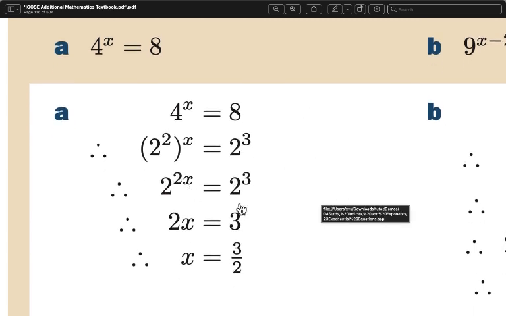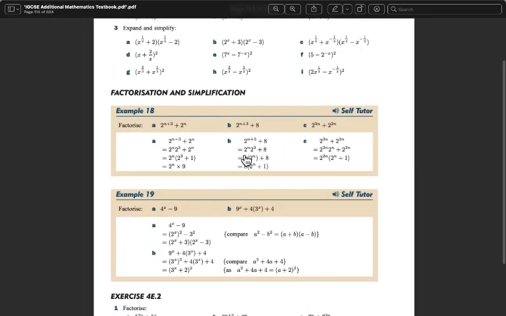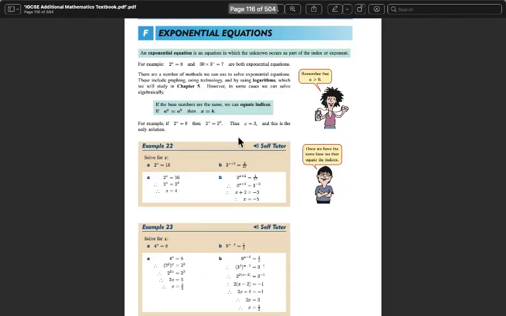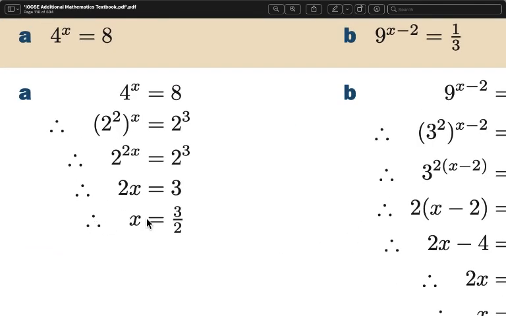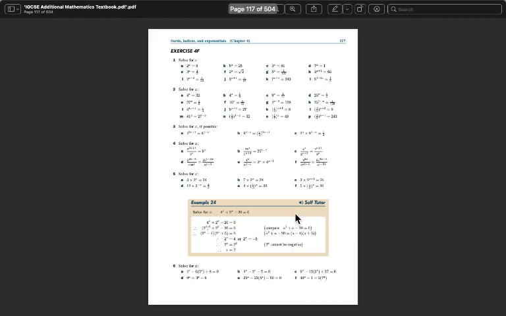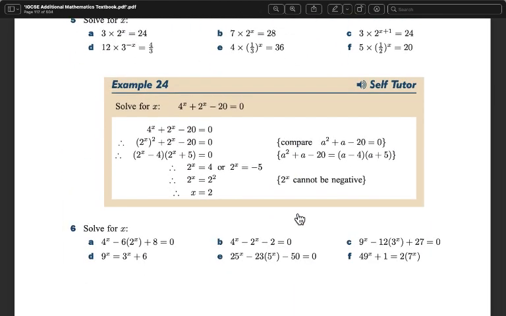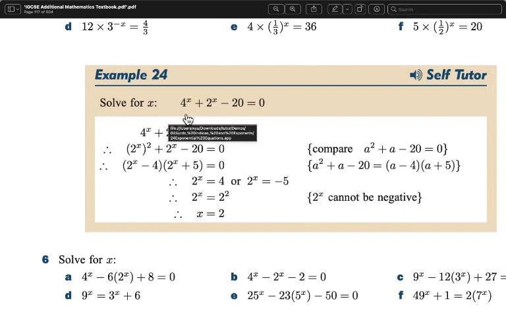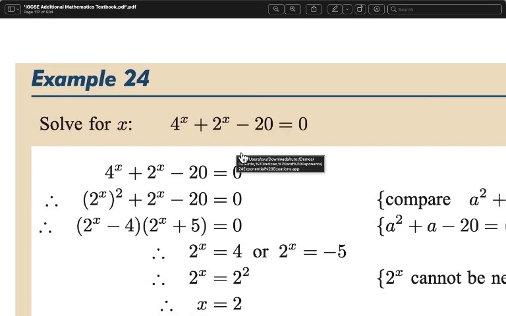So in this case, 2x equals 3 as the indices can be equated. x will equal 3 over 2. Similarly, apply it to quadratics. In this case, the equation is 4 to the power of x plus 2 to the power of x minus 20 equals 0.